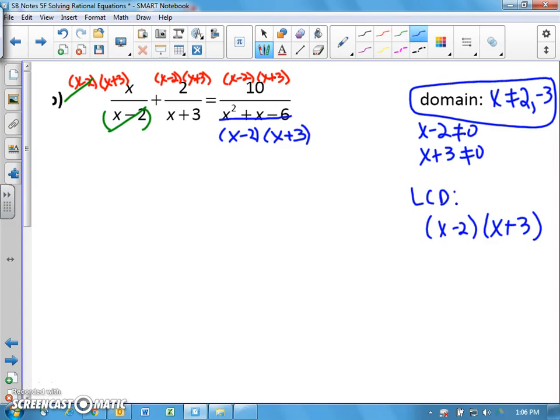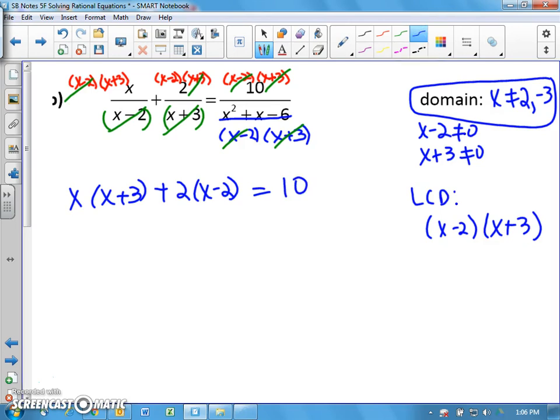What that's going to leave me with for the first fraction is x times x plus 3. For my second fraction, I'm going to cancel the x plus 3 factor. That's going to leave me with a positive 2 times x minus 2. In the last one, we're going to cancel the x minus 2 and the x plus 3, and what that's going to leave me with is just 10. So from here, as with before, we're going to distribute. So x squared plus 3x plus 2x minus 4 would be equal to 10.